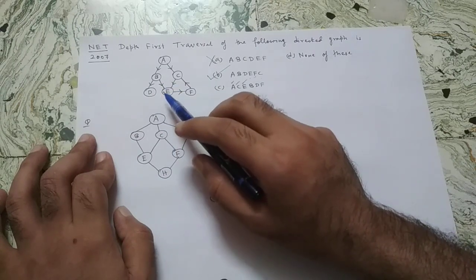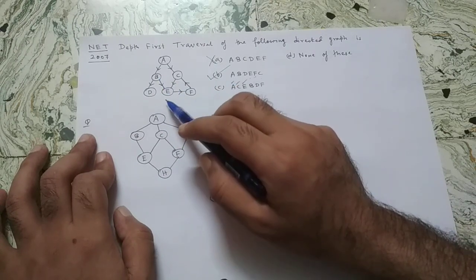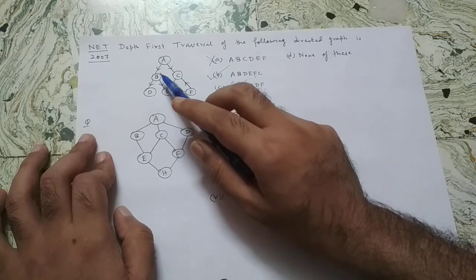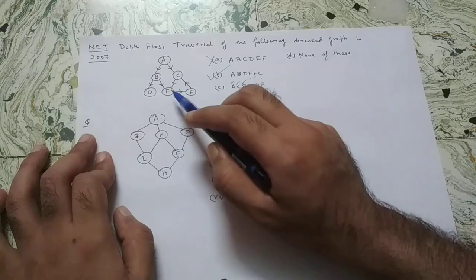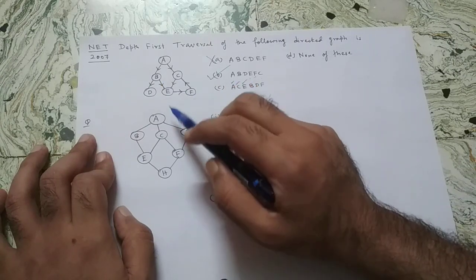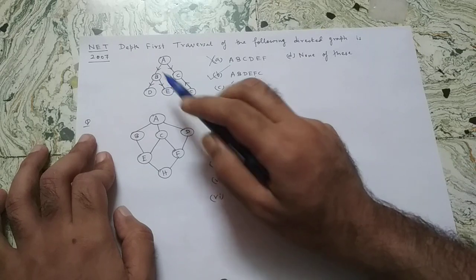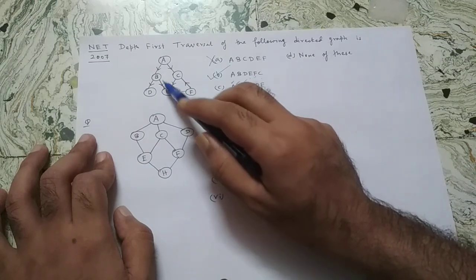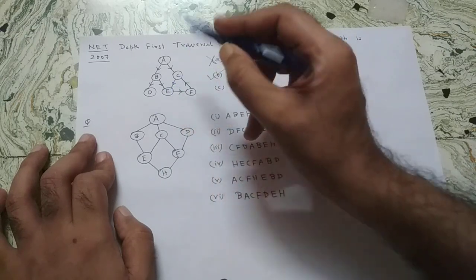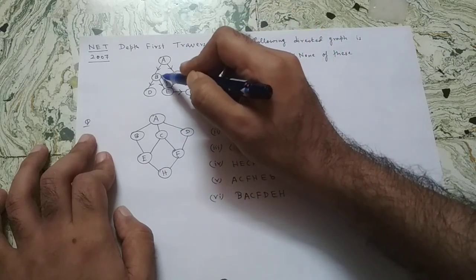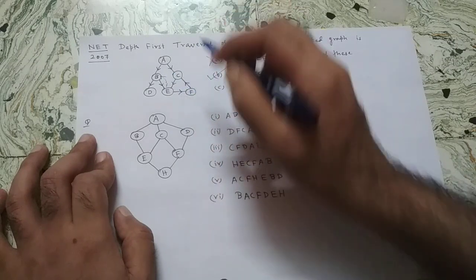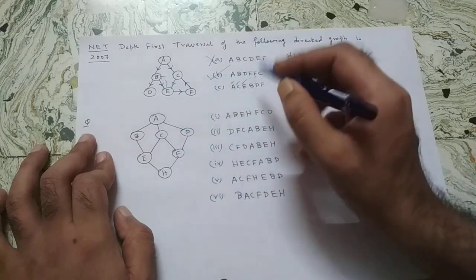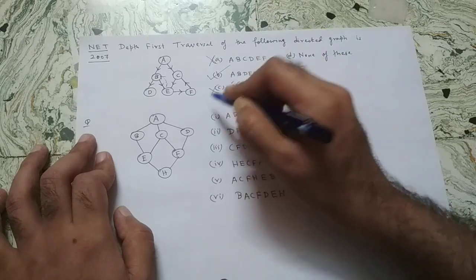Or rather I should put it this way: B is not adjacent to E, because if B had been adjacent to E, then from E there would have been an outgoing edge to B. But there is no outgoing edge from E to B. There is an incoming edge from B to E. You don't have an outgoing edge. If you had something like this, then there would still have been a possibility. But since you don't have this outgoing edge, from E I cannot go to B, and this option is incorrect.